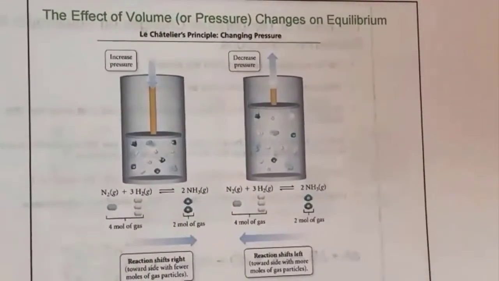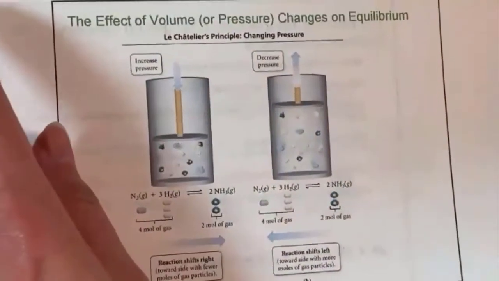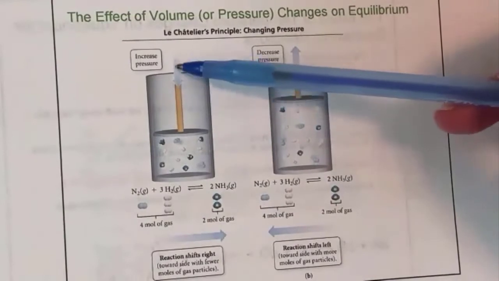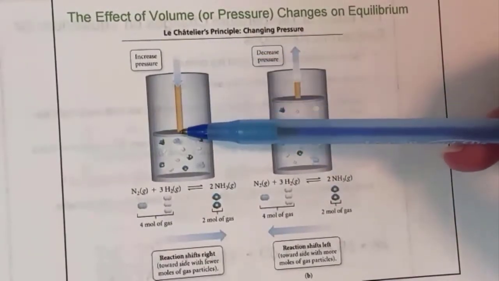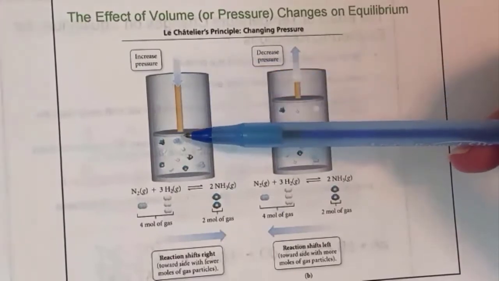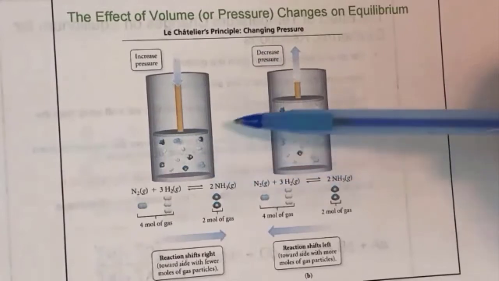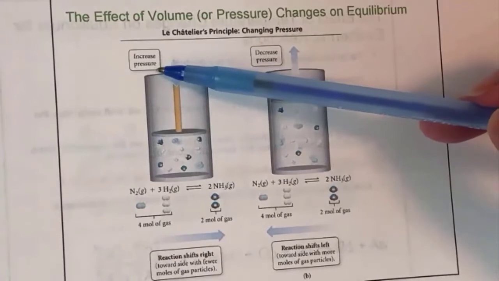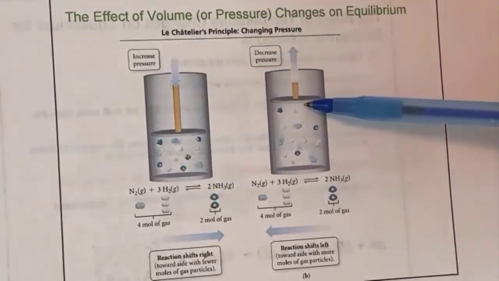What if you were changing the volume and the pressure? So here's the thing. For volume and pressure, they're kind of opposites, okay? Basically, you see this picture here? It says increased pressure, that means it squeezes it down. When you squeeze it down, you increase the pressure because you put more weight on it. You see how the volume here is smaller compared to this one? So when pressure is high, volume will be low. When pressure is low, volume will be high.